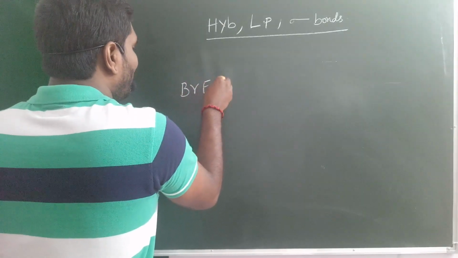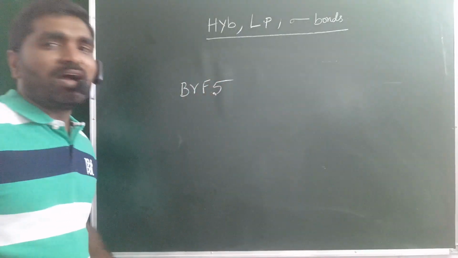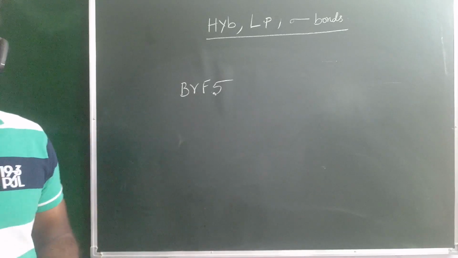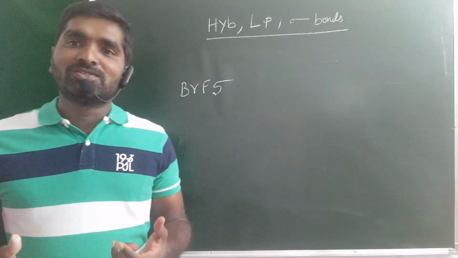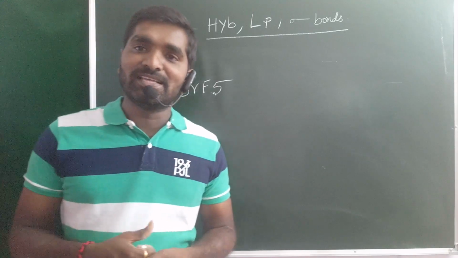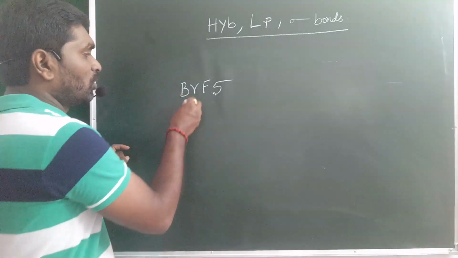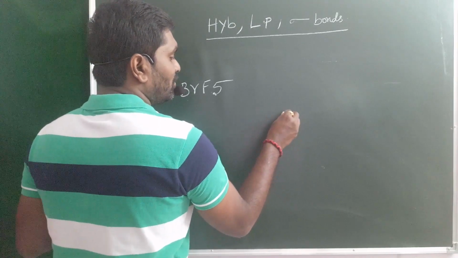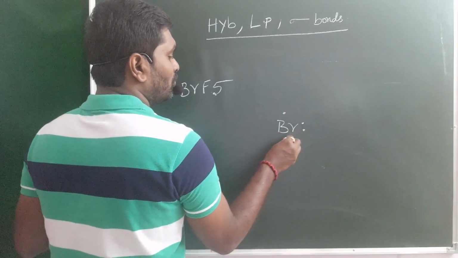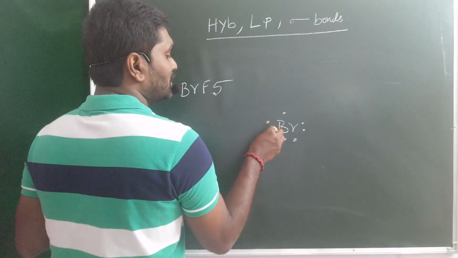So BrF5. What is the hybridization and what is the number of sigma bonds? How many lone pairs are present on the central atom? Simple one. Bromine, which is a halogen family member, has 7 valence electrons: 1, 2, 3, 4, 5, 6, 7.